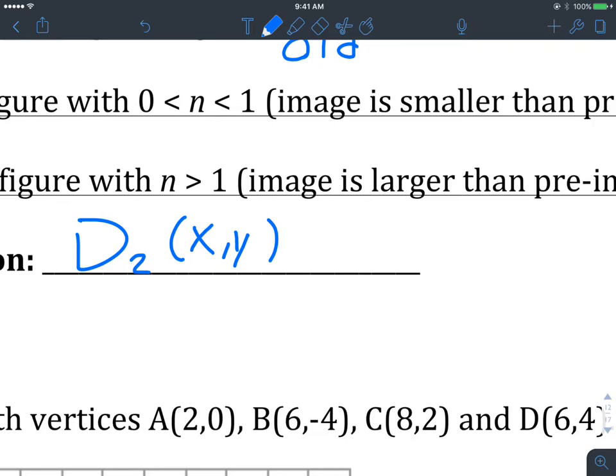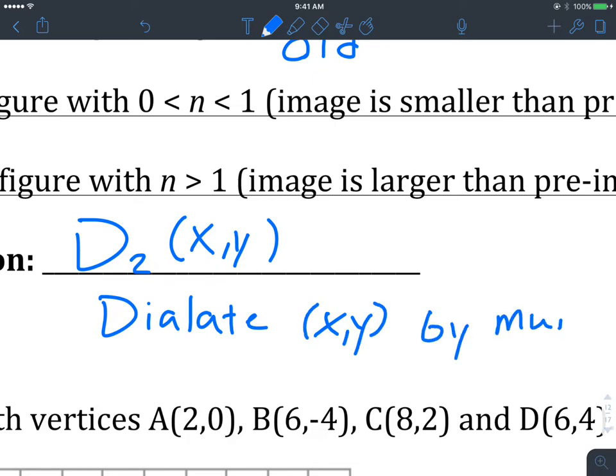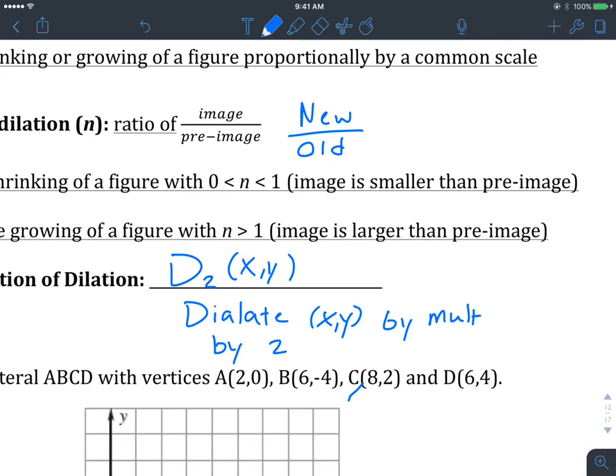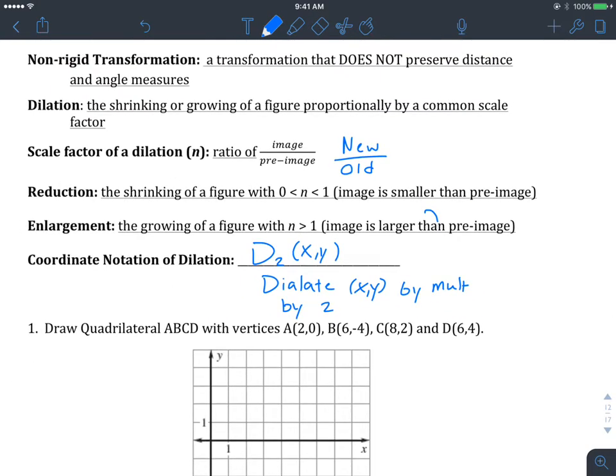So that means dilate x and y by multiplying each by 2. x, y by multiplying by 2. And that's assuming that your center of dilation is the origin, and most of the time in the class that we're teaching here, we're going to assume that we're dilating with respect to the origin.